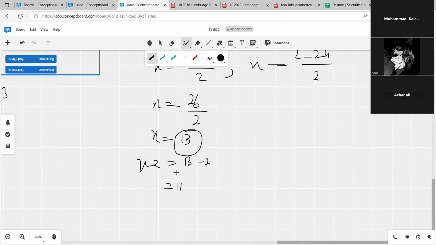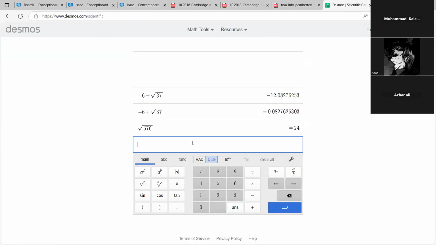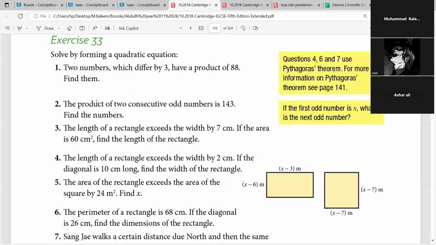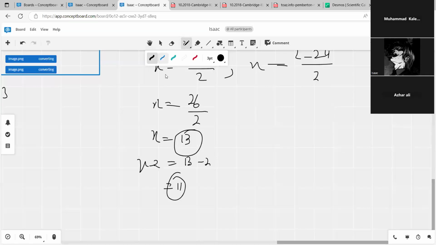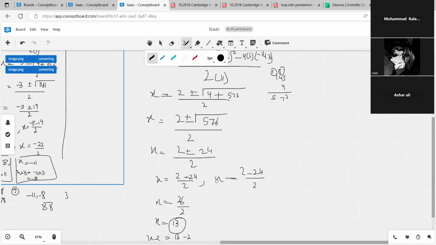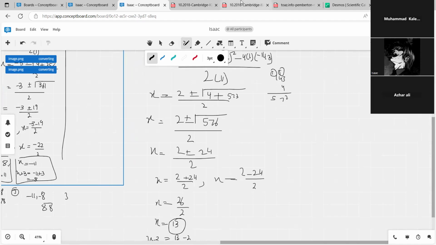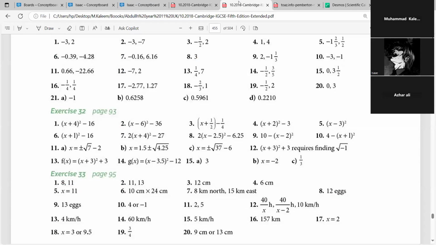So 13 and 11, these are two consecutive odd numbers, and their product, you can see 11 times 13 is what? 143. The product of two consecutive odd numbers is 143. So these are the two consecutive odd numbers. Even this question was easy, we can easily guess its answer. But we did it by using an algebraic method, by using algebraic equations, mathematical form. Does this make sense?